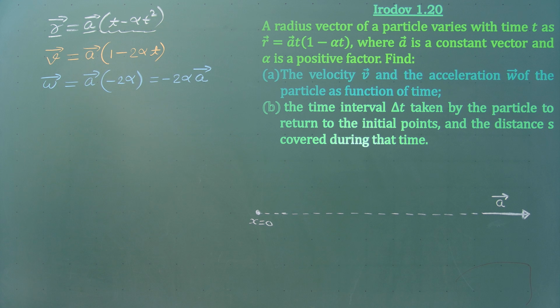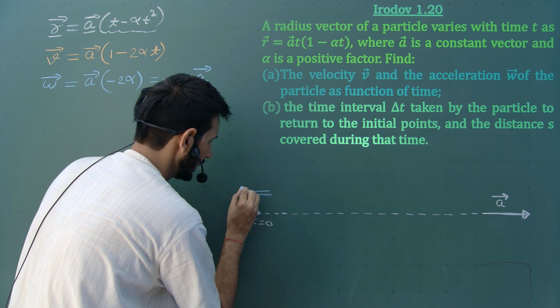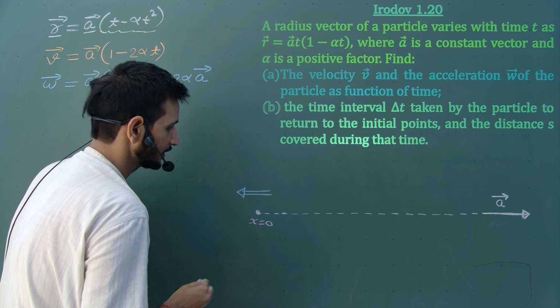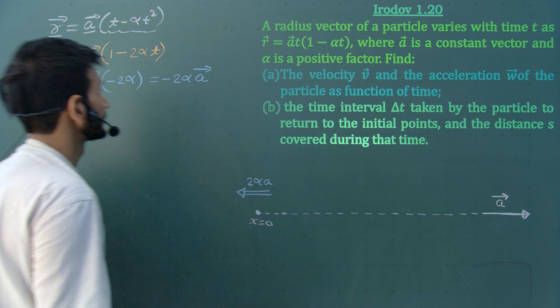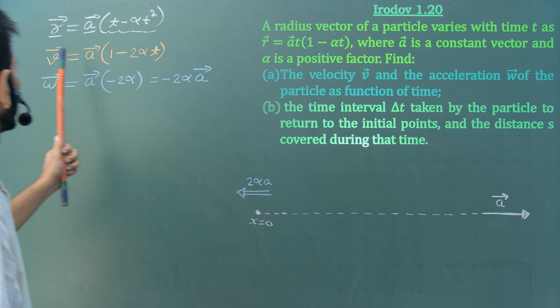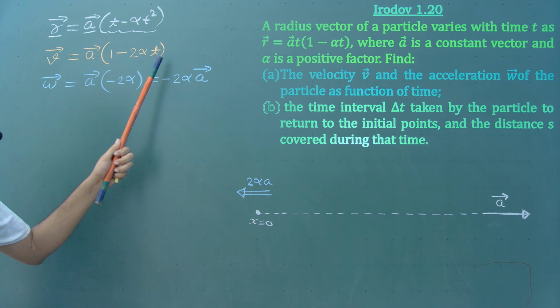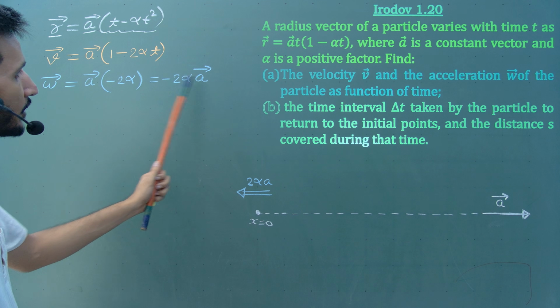It means that acceleration is constant but in the opposite direction of vector a. So, the acceleration of particle is always in this direction and has magnitude 2 alpha a. Yes, this is the acceleration. So, the equation of v is vector a into 1 minus 2 alpha t, and the acceleration is minus 2 alpha vector a.